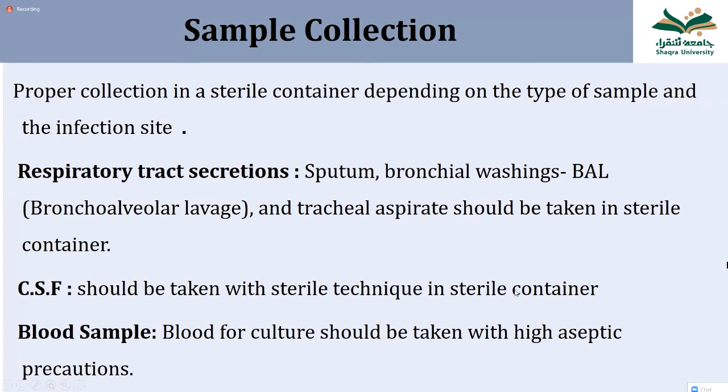So the first step in the bacterial infection diagnosis is sample collection. Sample collection depends on where the infection is. If the infection is in the brain, the sample will be CSF. We collect the CSF by lumbar puncture. If the infection is in the respiratory tract, then the sample may be sputum, bronchoalveolar lavage, tracheal aspirate, like that. The secretions which are in the respiratory tract, we collect in different forms, and those are the samples for the respiratory infection.